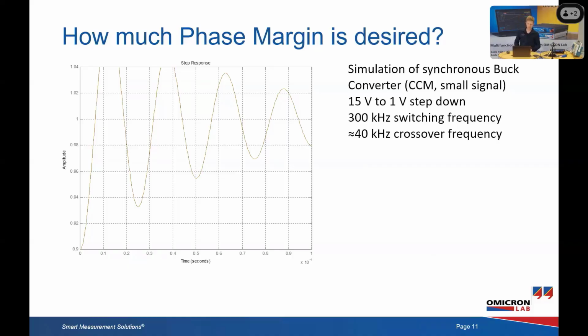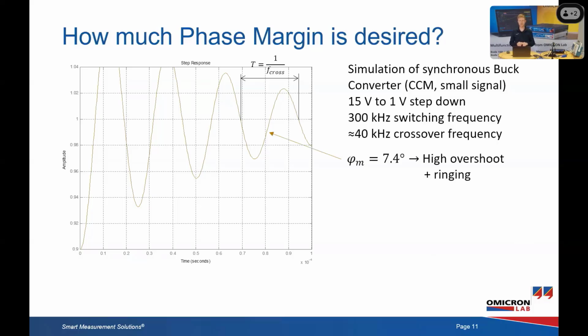I still use it. Here we see a simulation of a buck converter that has a crossover frequency of 40 kilohertz and a phase margin of 7 degrees roughly. And from that 7 degrees you can see a lot of overshoot and ringing. And this ringing frequency, so if we take the period of that wave that you see here that rings after the step, that is 1 over the unity gain frequency. So the unity gain frequency, the crossover frequency, is the natural frequency of the closed loop system. If you give it a step, it will respond with that frequency.